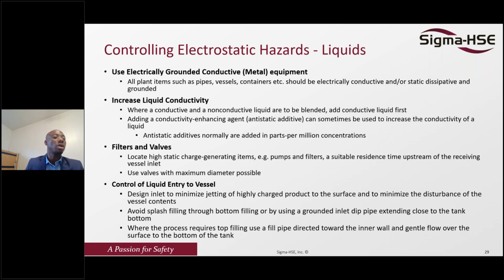So how do we control this hazard associated with liquid? The first one is to use electrically grounded metal equipment. That is very, very important.